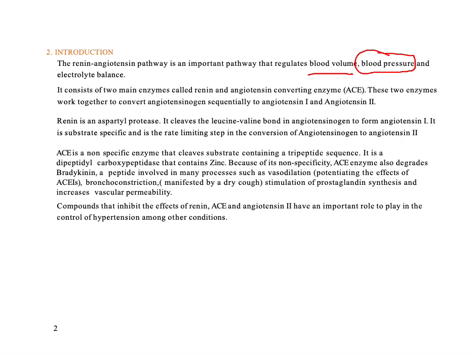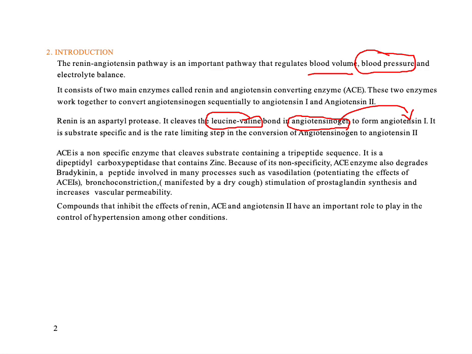So renin is an aspartyl protease enzyme. It's a very specific enzyme. It is substrate specific, okay? So it's going to cleave the leucine-valine bond in angiotensinogen, and that's going to lead to the formation of angiotensin 1. Again, it is substrate specific and it's the rate limiting step in the conversion of angiotensinogen to angiotensin 2.